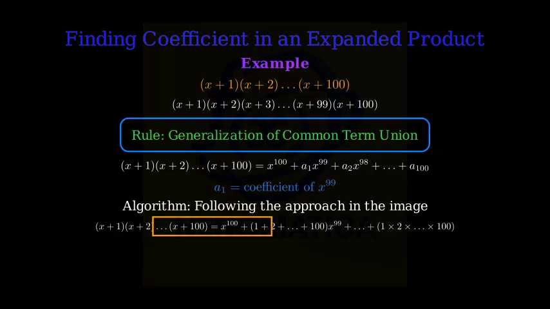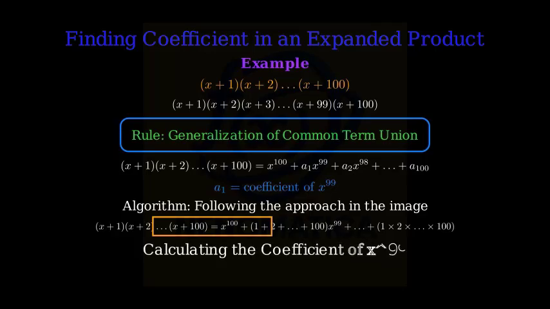Now, let's calculate the coefficient of x to the power of 99. We need to find the sum 1 plus 2 plus ... plus 100. We can use the arithmetic sequence sum formula, n times (first term plus last term) divided by 2. In our case, n equals 100, the first term is 1, and the last term is 100. So the sum equals 100 times (1 + 100) divided by 2, which equals 5050.